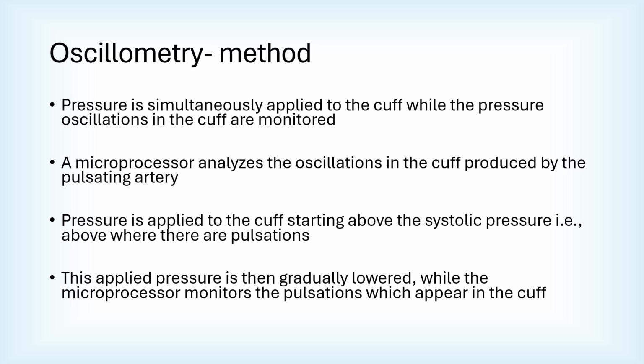Pressure is applied to the cuff starting above the systolic blood pressure. The pressure is gradually lowered in a similar fashion to the auscultation methods. However, a microprocessor monitors the pulsations which appear in the cuff.